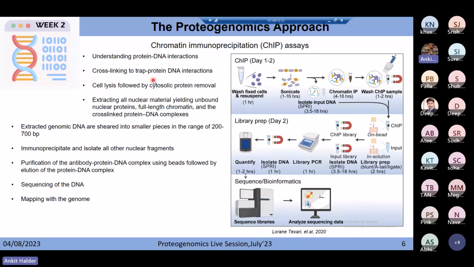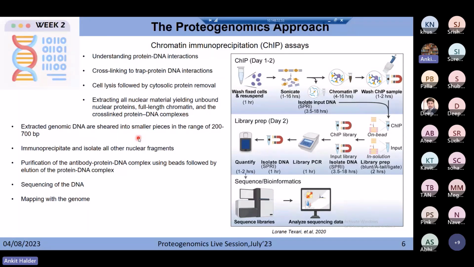Then we perform cell lysis. Why is cell lysis done? After cross-linking, we need to bring out the nuclear proteins, so the cell membranes are lysed and the cytosolic proteins are removed. Then we extract all the nuclear material, yielding unbound nuclear proteins, where the DNA and protein are not bound, as well as full-length chromatin and the cross-linked protein-DNA complexes. So everything is extracted out.